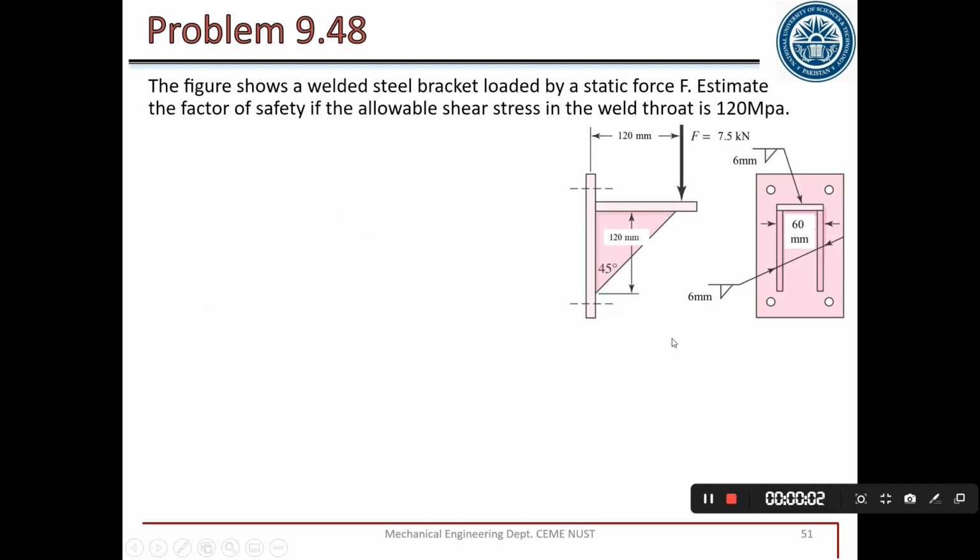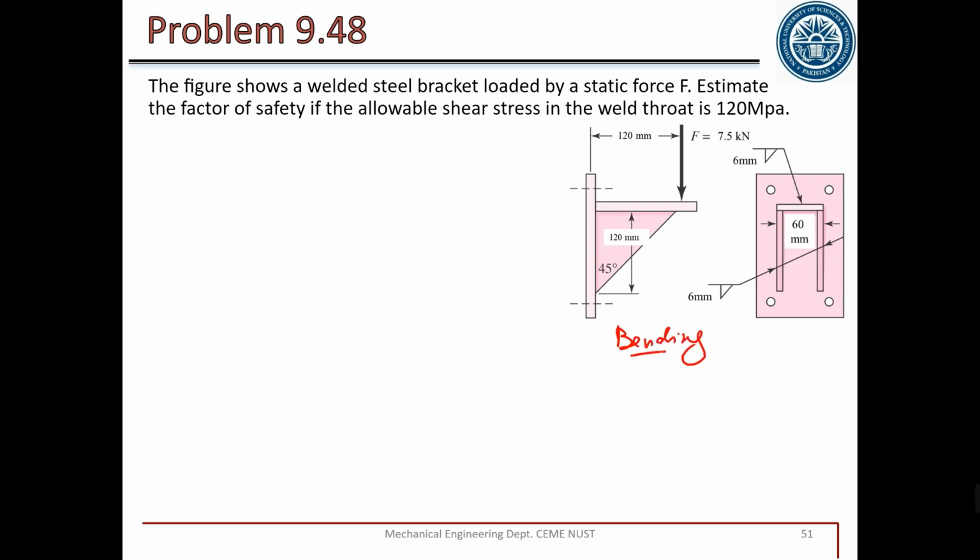This second problem is problem 9-48. It is concerned with a bracket weld. You see this, the force applied here, weld is done here, so it is a type of tertiary weld or a case of bending. What we need to do? The figure shows a welded steel bracket loaded with static force F.